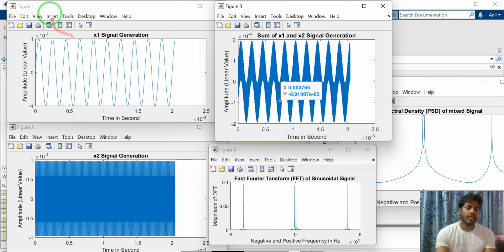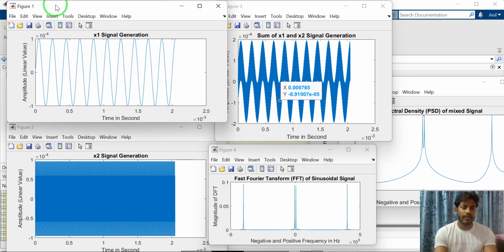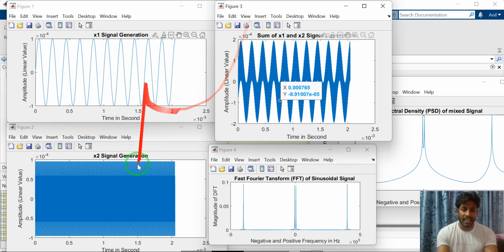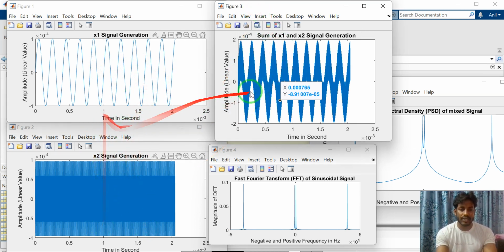See, figure 1. Figure 1 is sinusoidal signal. Figure 2 is also sinusoidal signal having high frequency. I have defined here 800 kilohertz. This is 800 kilocycles per second. This one is 500 cycles per second, 5 kilohertz. It means 5000 cycles per second. Okay. And I have added these two signals to generate the mixed signal. This one is mixed signal of these two. It means addition of these two signals.